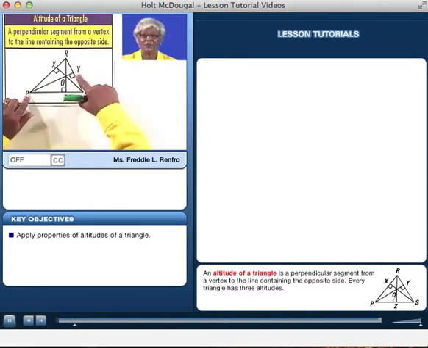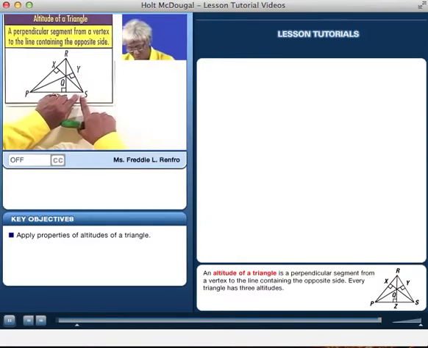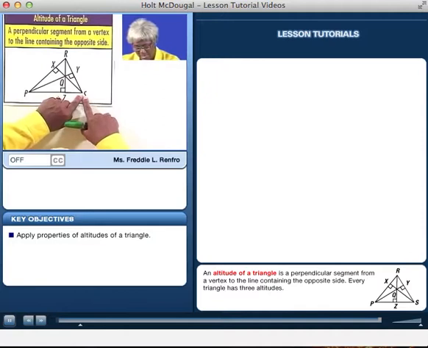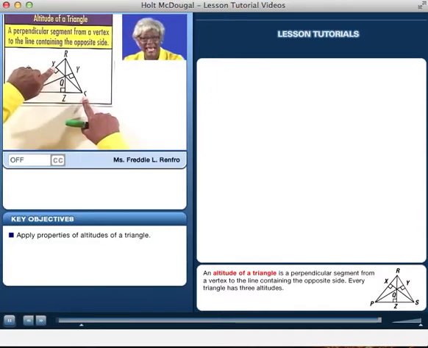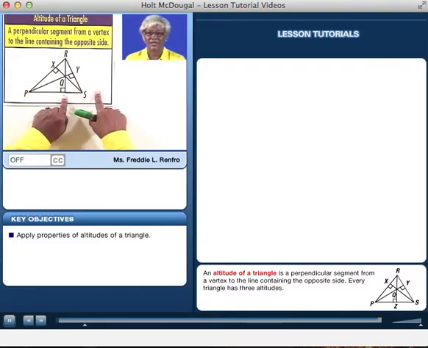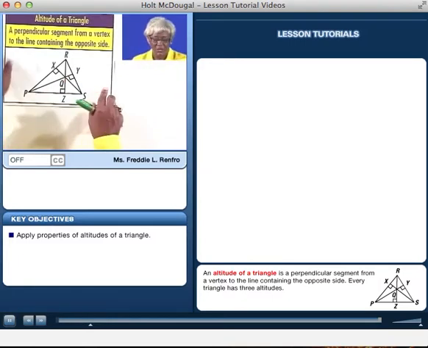PY, line segment PY, is an altitude. Another altitude, from point S to the line containing the opposite side and perpendicular, line segment SX is an altitude. Line segment RZ is an altitude. What do we notice about these three altitudes? They intersect at point Q. Point Q has a special name.